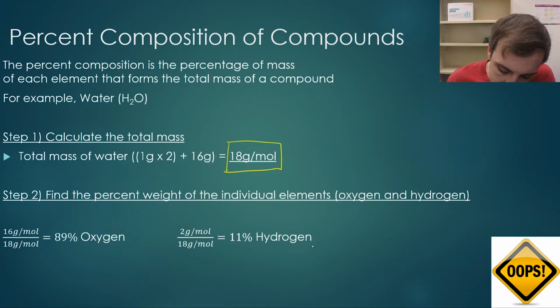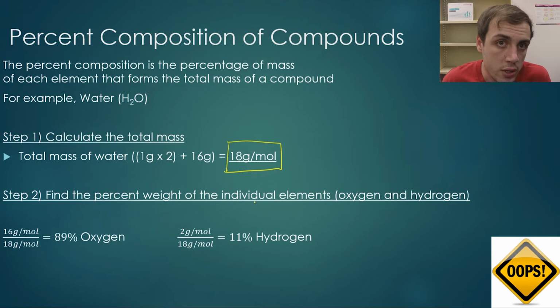Now, it's the exact same with hydrogen. 2 grams per mole, because remember we have 2 hydrogens, divided by 18 will give you 11%. So that means with H2O, 11% of that raw mass is dedicated to hydrogen, while 89% is dedicated to oxygen.